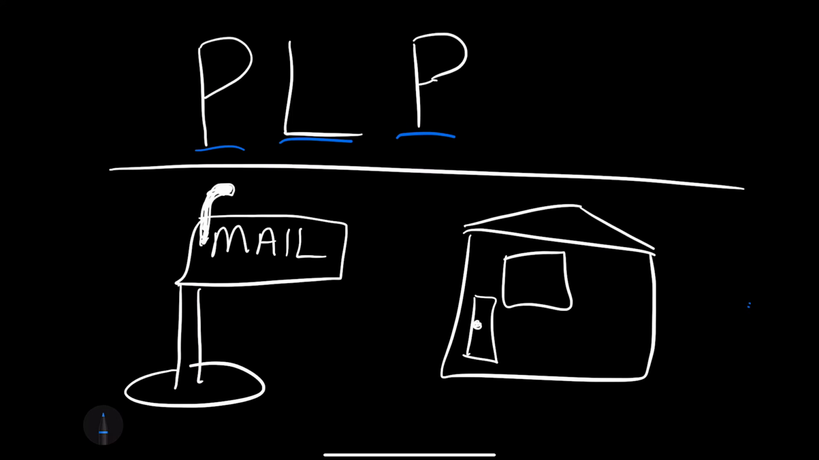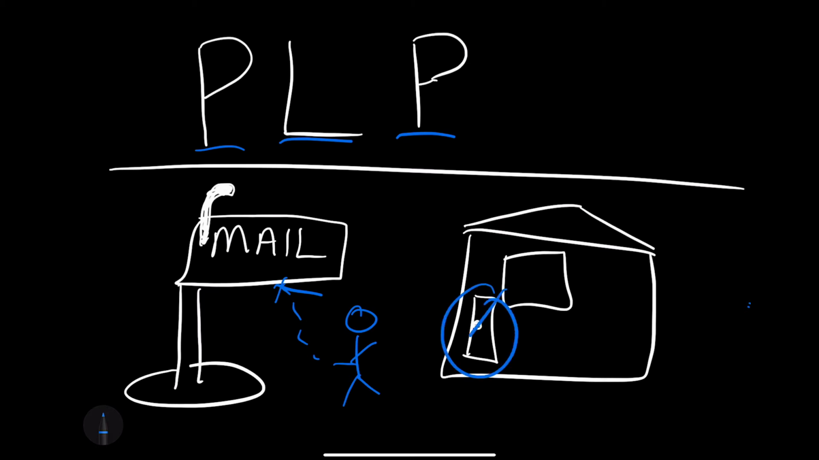Imagine that you have a mailbox and you have your house. If the mail person comes by and wants to give you the mail, the easiest way for them to give you the mail is to open up your box and put the mail in. And the advantage of this is that they don't need to have the key to your house, right?